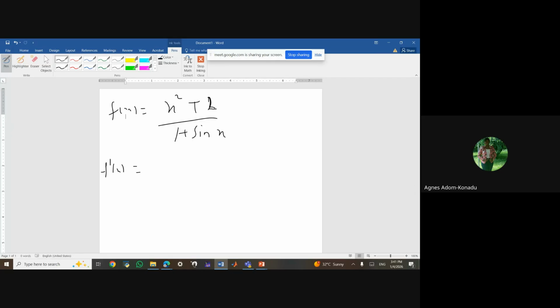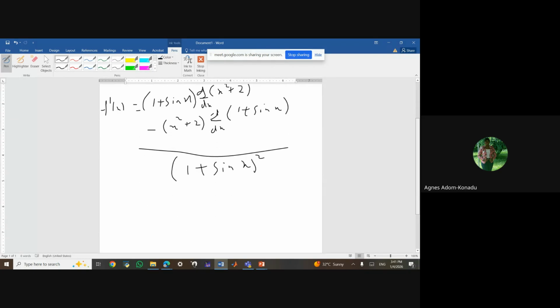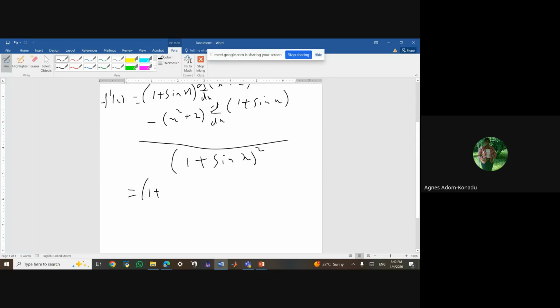Okay, so let's quote the quotient rule. So f prime will be, what should I write first? You write the denominator, 1 plus sine x, times d/dx of x squared plus 2, minus x squared plus 2 times d/dx of 1 plus sine x, all over 1 plus sine x all squared.